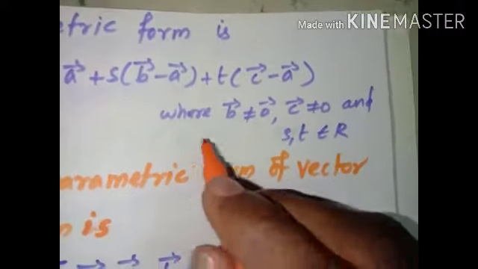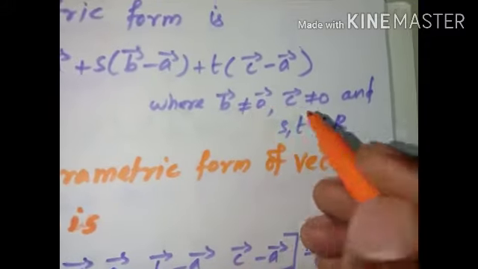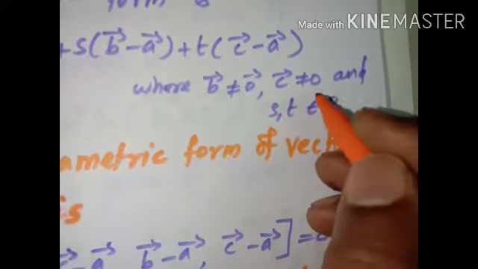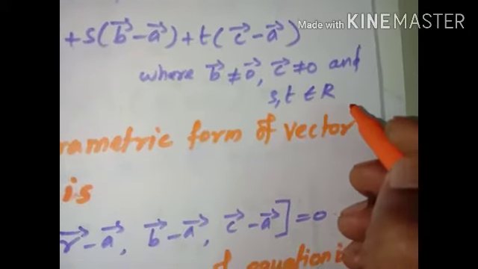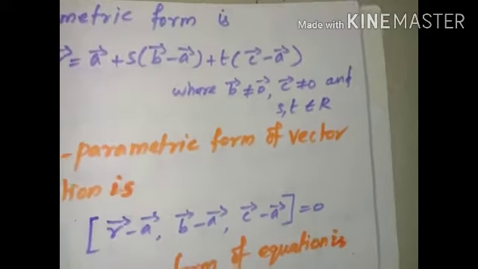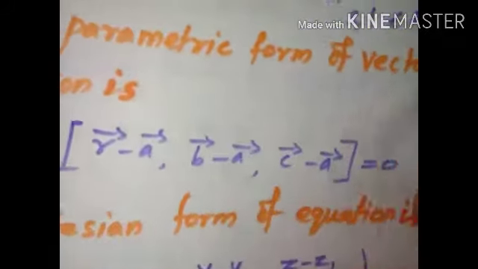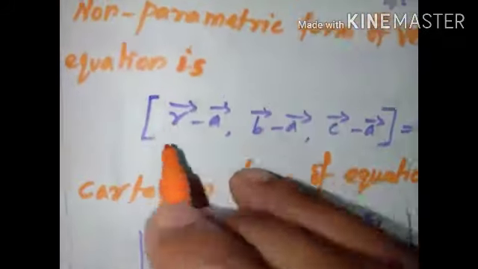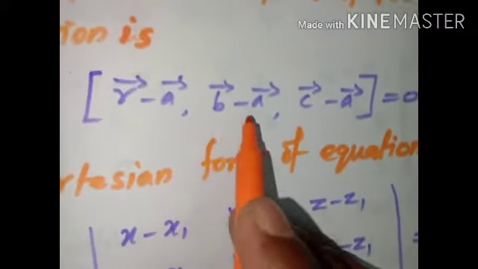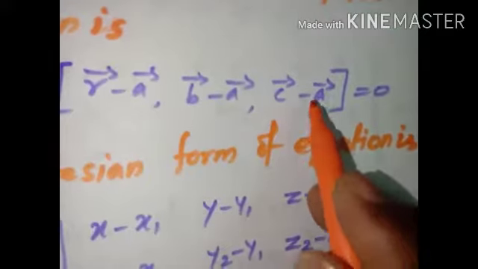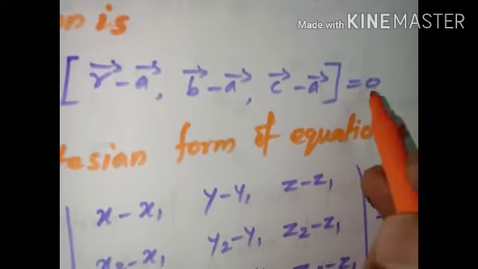where b vector is not equal to 0 and c vector is not equal to 0, and s, t belong to R, meaning they are real numbers. And the non-parametric form of vector equation is the box product of r vector minus a vector, b vector minus a vector, c vector minus a vector equal to 0.